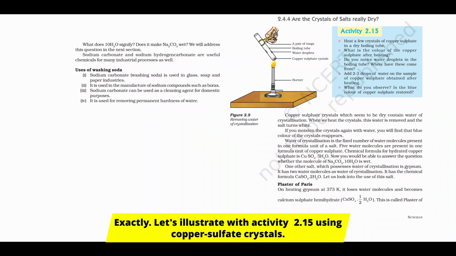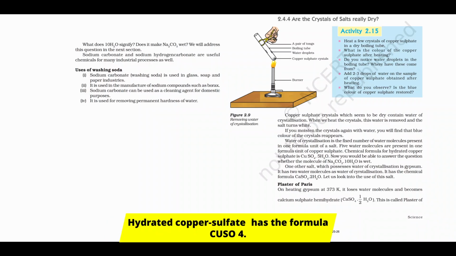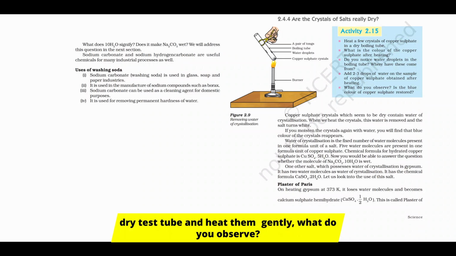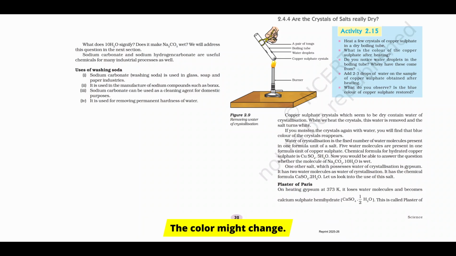Exactly. Let's illustrate with Activity 2.15 using copper sulfate crystals. Hydrated copper sulfate has the formula CuSO4.5H2O, and its crystals are a beautiful bright blue. If you take a few of these blue crystals in a dry test tube and heat them gently, what do you observe? The color might change. Maybe water comes off. Oh, both are correct.